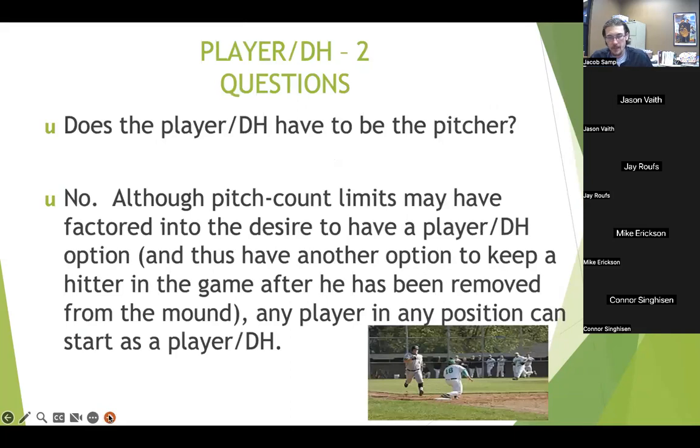So, as I was just saying, it does not have to be the pitcher. It can be any player. So I guess that's pretty straightforward. And it's very much like the traditional designated hitter rule in that sense.